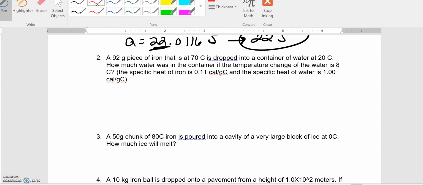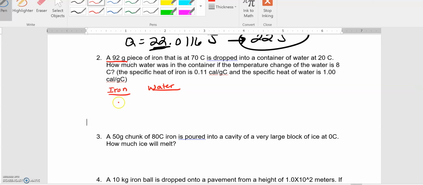So in this one, now you have to be thinking about conservation of energy, because we have two substances and they each have different starting temperatures, different masses, and all that type of stuff. So one thing you might want to do is first list out your values in 2 separate columns. So we are looking at iron and we are looking at water.